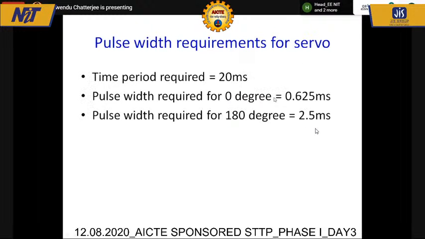Now we could control the pulse width and the time period successfully. Now let us concentrate on our main thing, that is the servo control. How to control the servo? The time period required is 20 milliseconds, which we have already set. Now to set the pulse width: the pulse width required for 180 degrees is 2.5 milliseconds, and for 0 degrees it is 0.625 milliseconds. So how to do this?